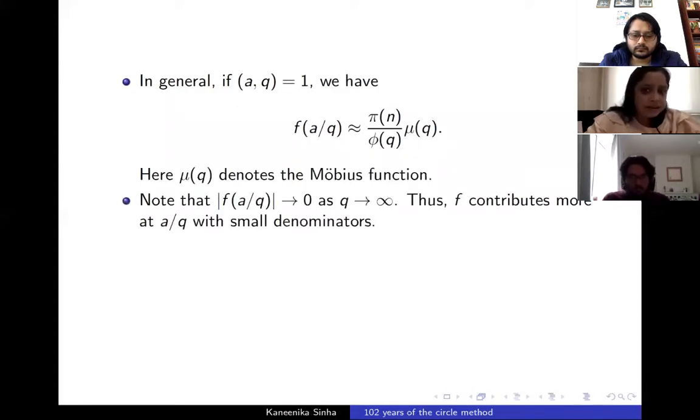Now we make a nice observation here. As q goes to infinity, phi of q also goes to infinity, and therefore the size of f of a over q goes to 0 as q goes to infinity. So when we are talking about the contribution of f of x at various rational numbers, what this is telling us is that this function will contribute more at those rational numbers a over q where q is a small denominator.